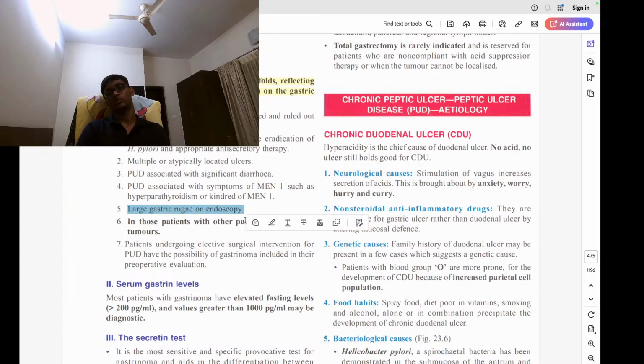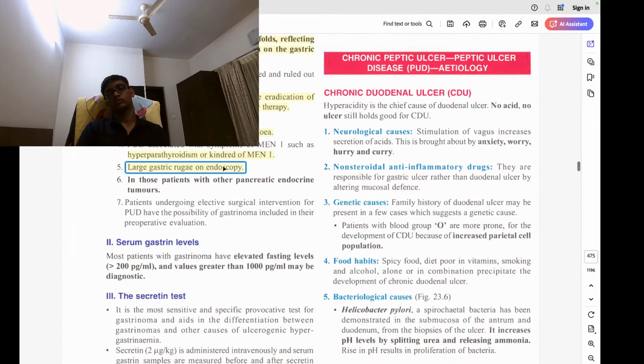This is the only thing which is important. Hyperparathyroidism or kindred of MEN1. Atypically located ulcers. It is seen in those patients with other pancreatic or endocrine tumors.